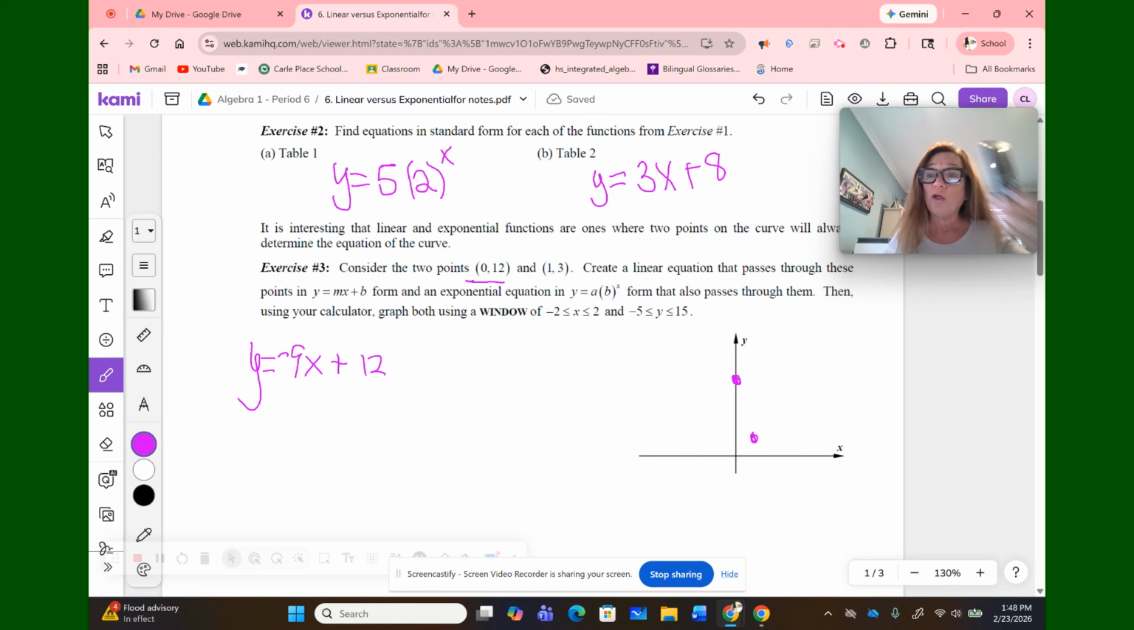And again, put it in the calculator. I can't stress this enough. Put it in the calculator. You type y equals -9x plus 12, and just make sure 0, 12 and 1, 3 are there.